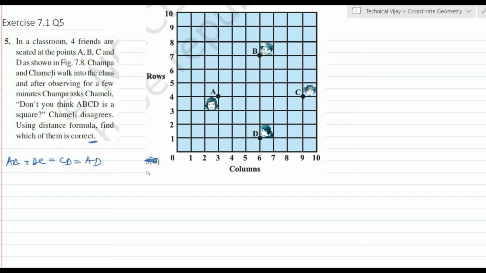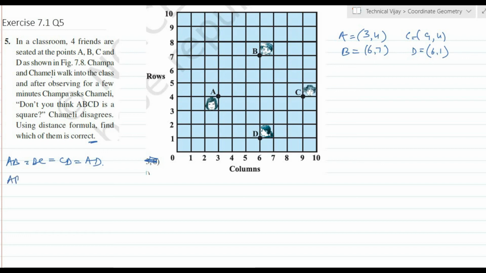So to calculate this, first we will mark out these coordinate points. Here A is equal to 3 and 4. B is equal to 6 and 7. C is equal to 9, 4. D is equal to 6, 1. So now we will calculate AB, BC, CD and AD.